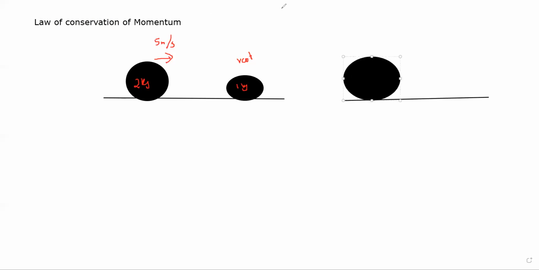So for example, after the collision, the 2 kilogram object continues to move in the same direction with a speed of 3 meters per second, and you need the speed of the 1 kilogram object. If we don't know the speed of this 1 kilogram object, what will we use? We will use the conservation of momentum: the sum of the momentum before collision is equal to the momentum after the collision.